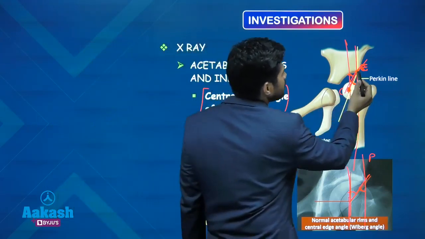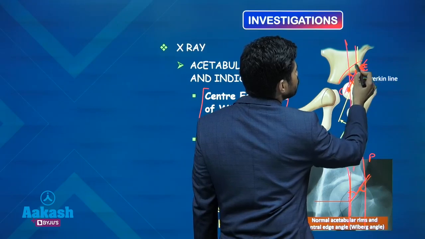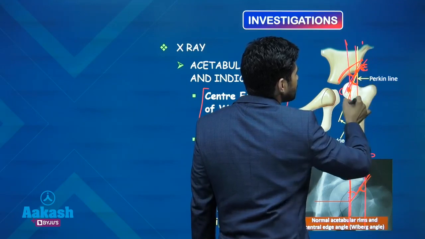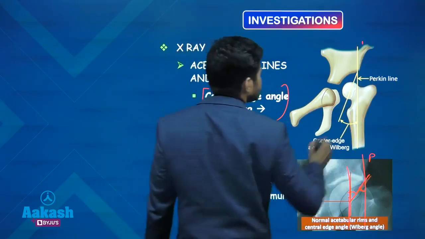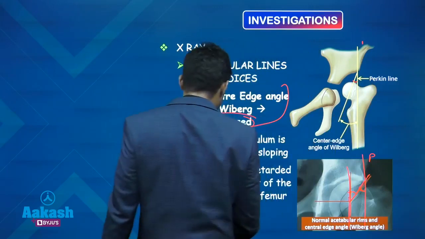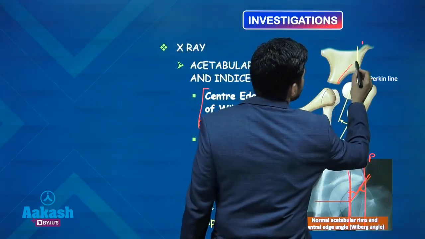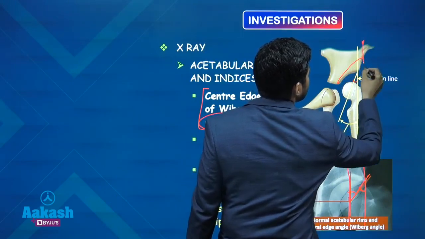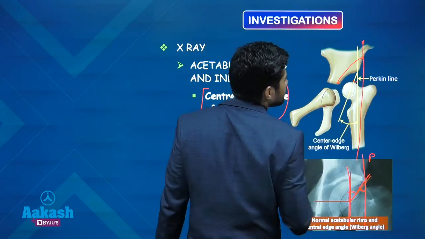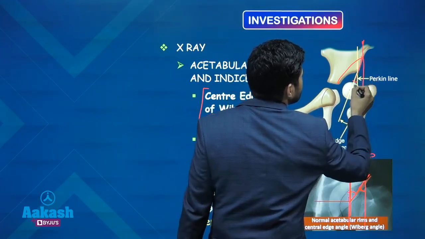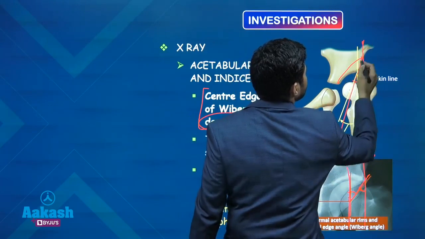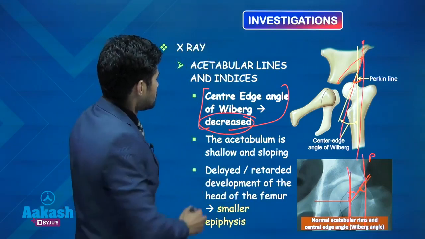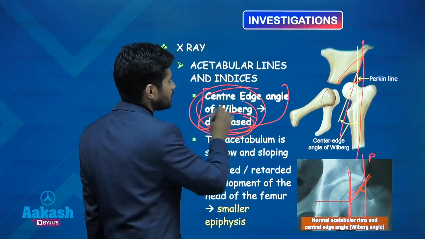Why? Because this acetabulum is shallow, this will move somewhat like this, and if this goes up like this, then this angle will become narrower. Suppose this is the angle right now, and if this is moving proximally, then if I draw a line here, because the femoral head is still here, what will happen? Because of the movement of this point proximally, this will become narrower. So the center edge angle will be decreased.